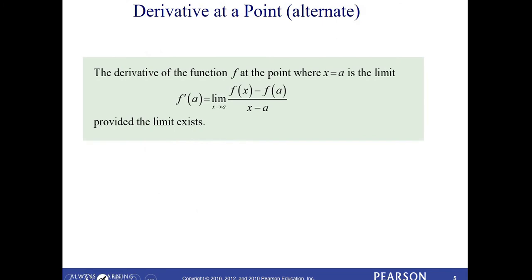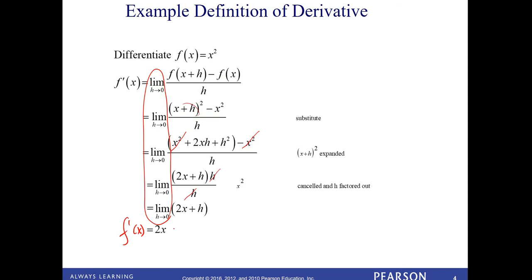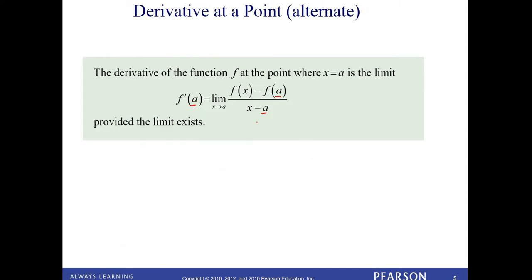So the derivative at a point, this is an alternate definition, and some of you have used this as well. When we know that we're looking for the derivative at one specific point, we can plug that value in right at the beginning. For the previous one, we're getting a general equation, and then I can use this to find the derivative at any point. Here, I'm finding the derivative at one specific point only. Let's look at an example of this.